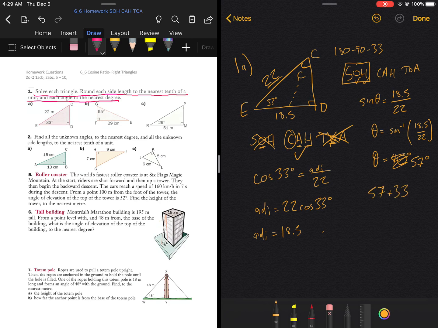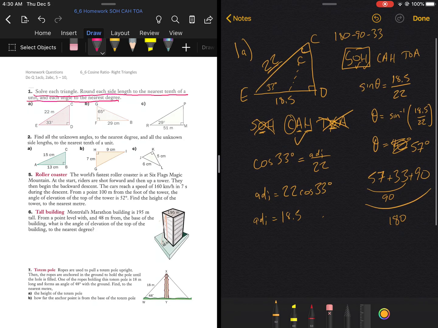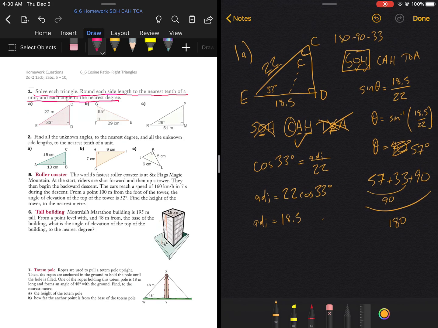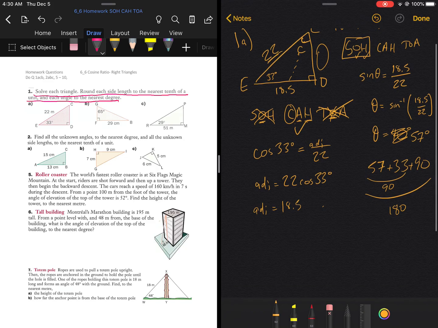57 plus 33 plus 90. That's equal to 180, right? So all the angles equal 180. That's exactly what I expect. Okay. What else do we need to solve? We need to solve the other side right here. We need to solve the opposite to 33.